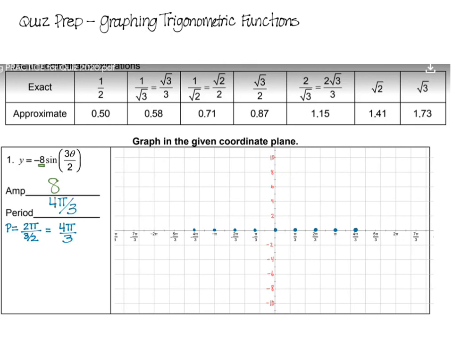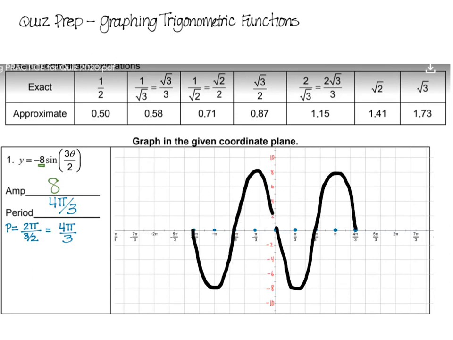And we're now at a point where we can graph the first period of this sine function. I go down and then up, and there is my first period, and there's my second period, and that's 2 periods of this graph.